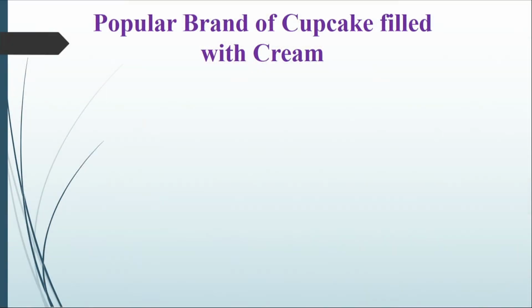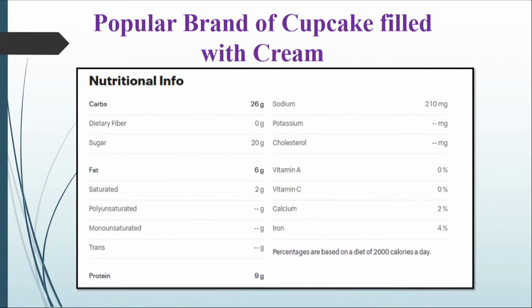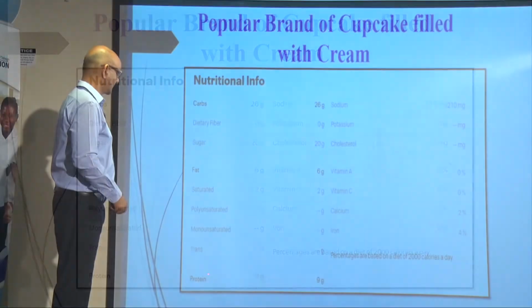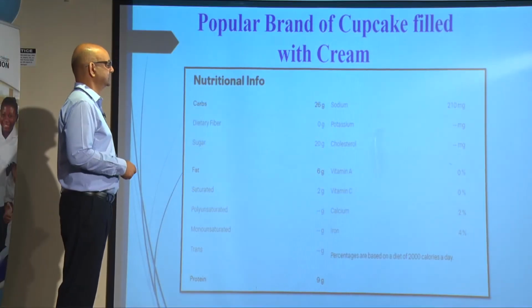What about a popular brand of cupcake filled with cream? The amount of carbohydrates is 26 grams, which includes 20 grams of sugar. The amount of fat is 6 grams, of which 2 grams are saturated fats. It also contains 9 grams of proteins.